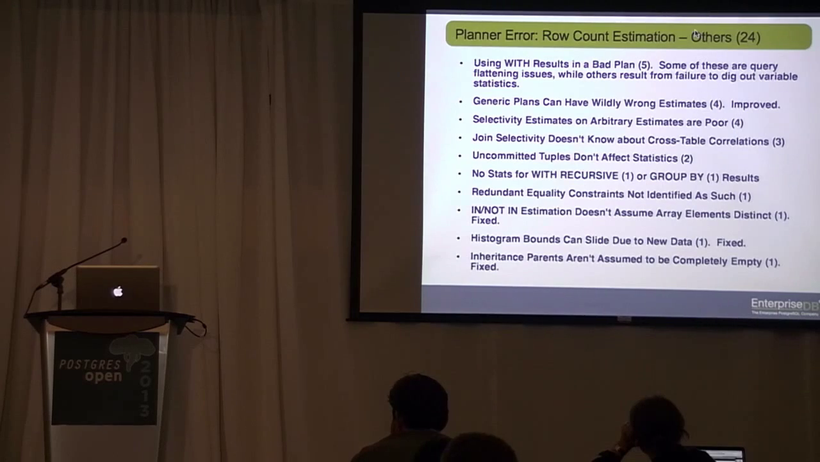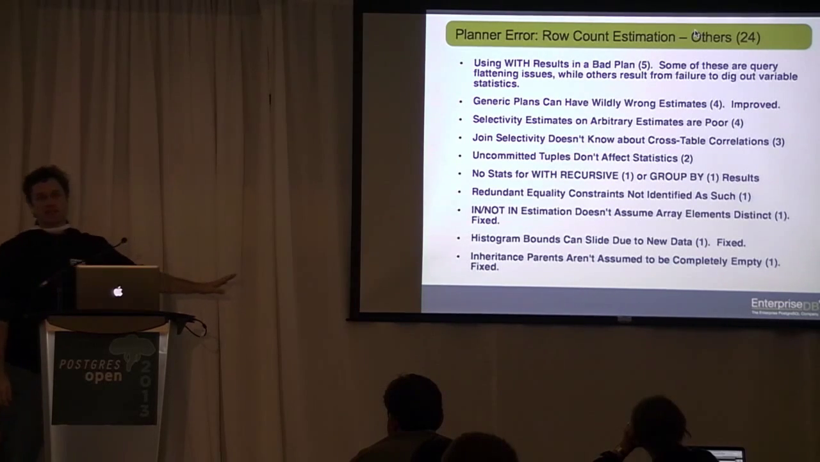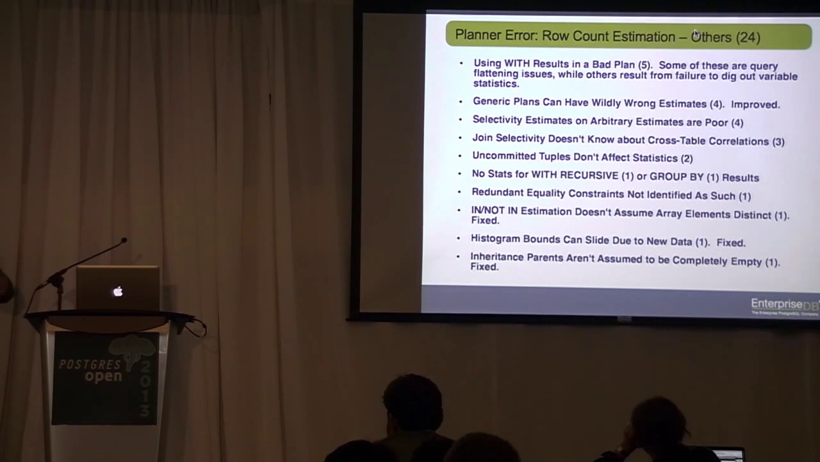It's still pretty primitive. Now, another problem in this general category is generic plans can have wildly wrong estimates. This is like the case where you have a query like, select star from foo where a equals 1. If a equals 1 is a very common value, you probably just want to sequential scan the table, because nothing else is going to be faster. But if a equals 1 is an uncommon value, then you want to use an index.